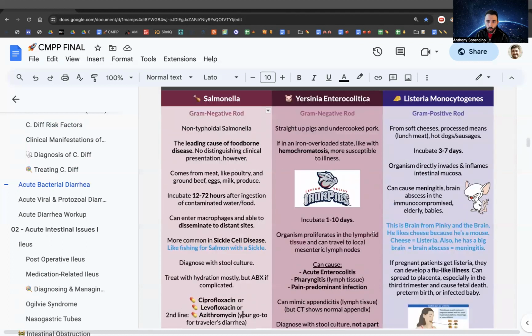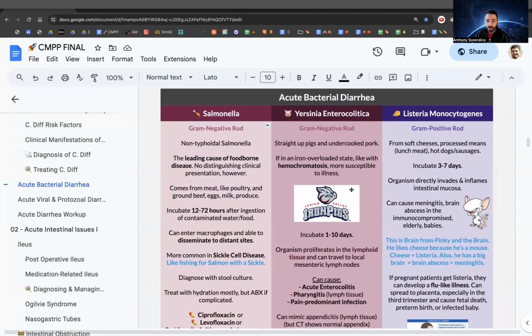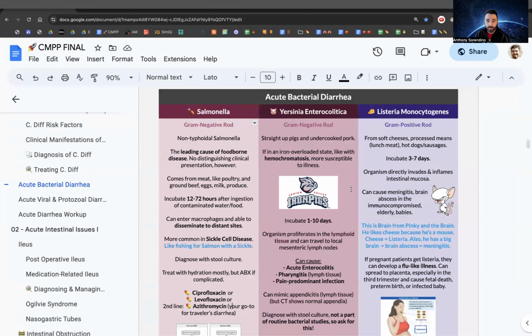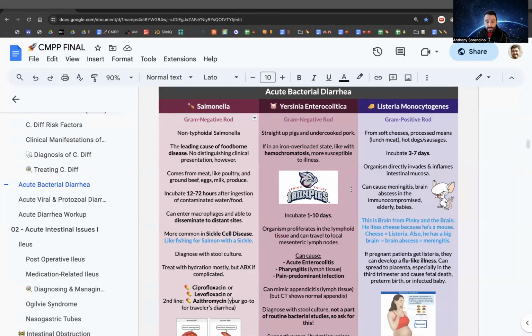All right, let's talk more about Yersinia. So zoom out a bit there. You're going to get this from pigs and undercooked pork. And you can think of the iron pigs. This is Lehigh Valley Iron Pigs. It's beautiful that this fits like this. Because if you're in an iron overloaded state, like with hemochromatosis, you're going to be more susceptible to this.